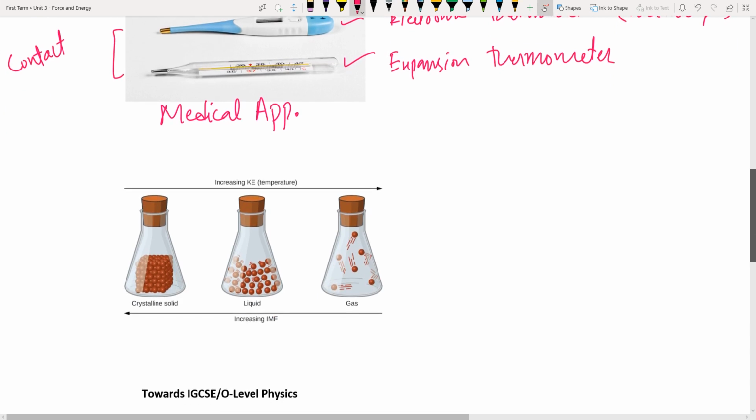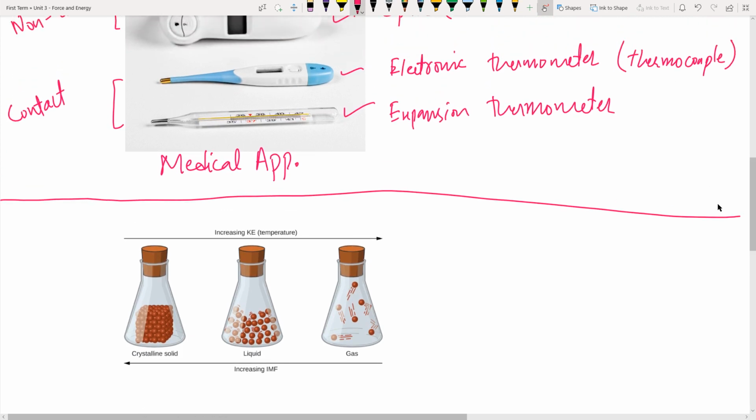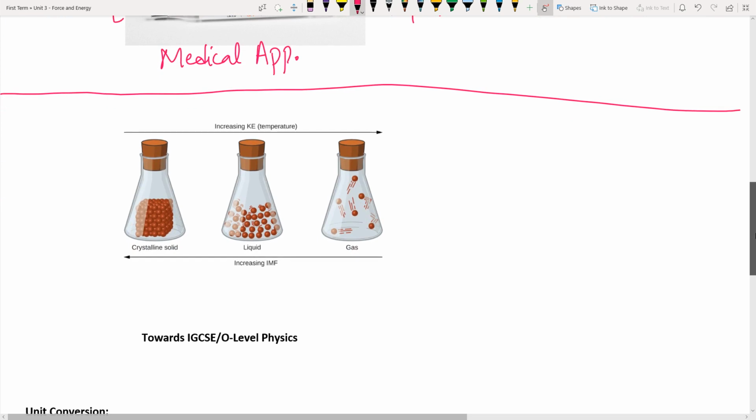You can find other types of thermometers, which are industrial thermometers, as well as temperature sensing devices, which are built on thermocouples, very complex ones for industrial purposes, right?